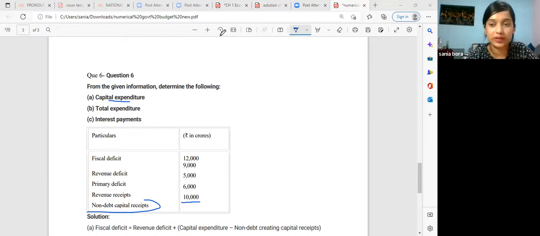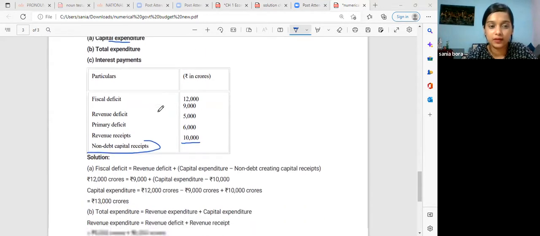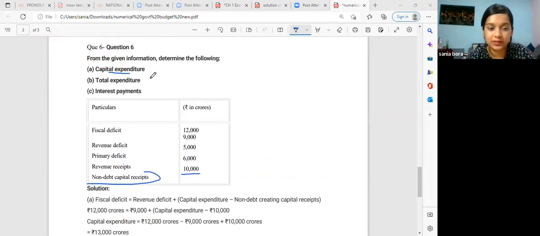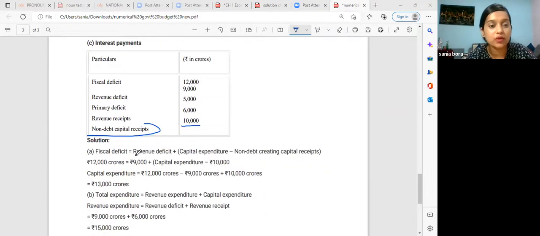Okay, students, so we'll just discuss the answers. Basically, first was capital expenditure. You know the formula: fiscal deficit is revenue deficit plus capital expenditure, where you have to exclude the non-debt capital receipt, and there you'll get the answer, the capital expenditure.